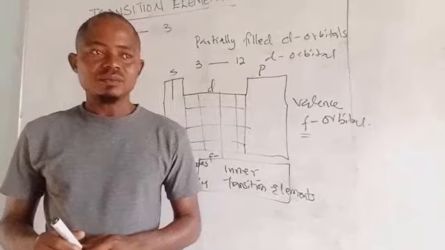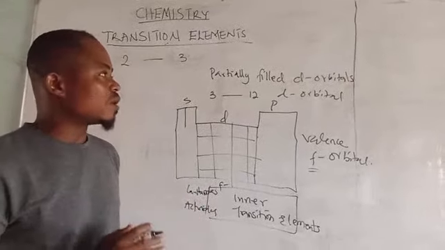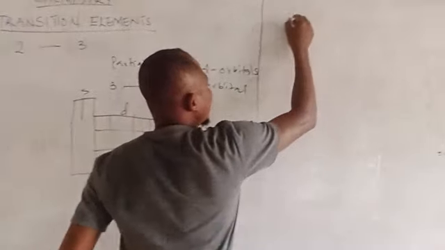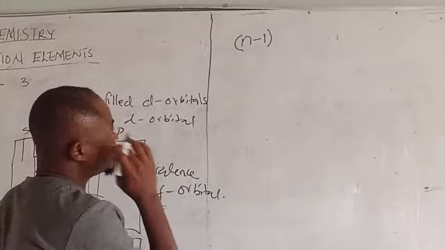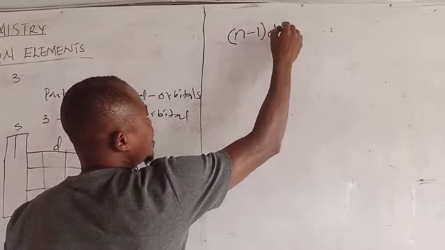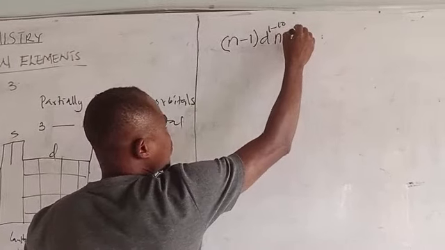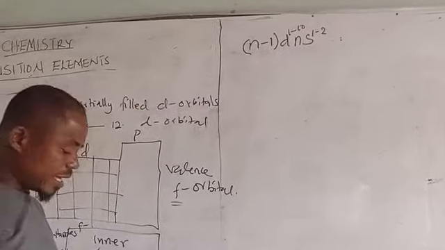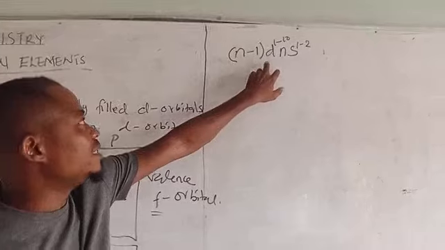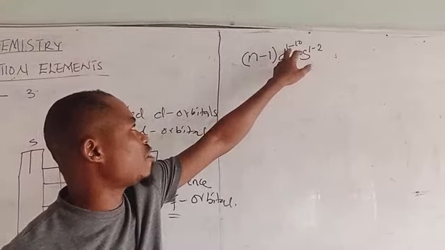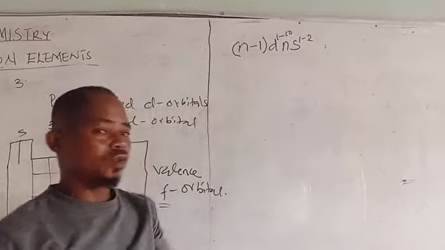The F block. Now, the transition metals, all of them follow a particular configuration, which is (n-1)d1 to 10, ns1 to 2. This is the general formula in the electronic configuration, where n denotes the energy level. So you have an (n-1)d, which represents that you can have electrons from 1 to 10 in the d orbital, and an s orbital with electrons from 1 to 2.